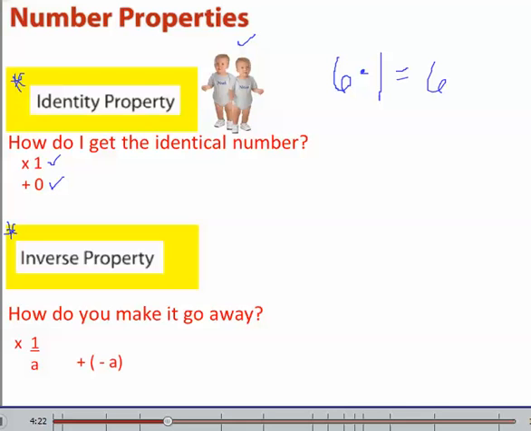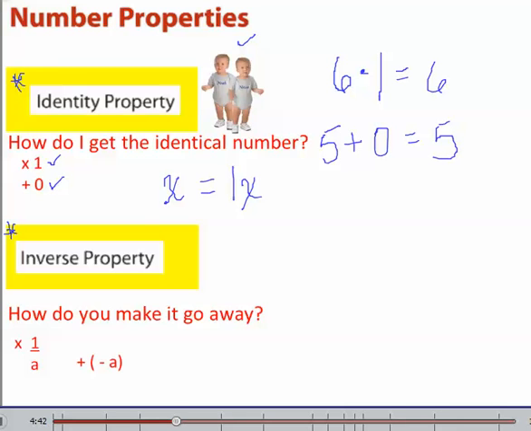The identity property of addition says that if I add 0 to anything, I'm going to get the same thing I started with. So another way that you see this identity property a lot is, we know that x is the same thing as 1x.